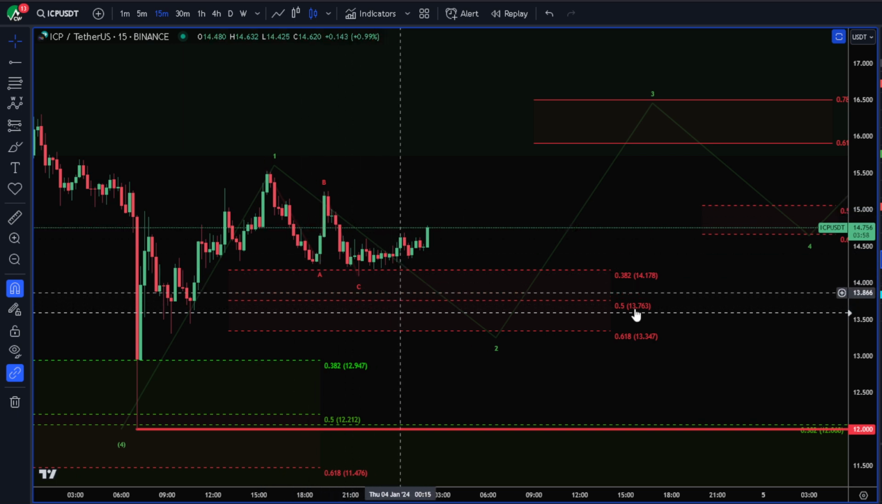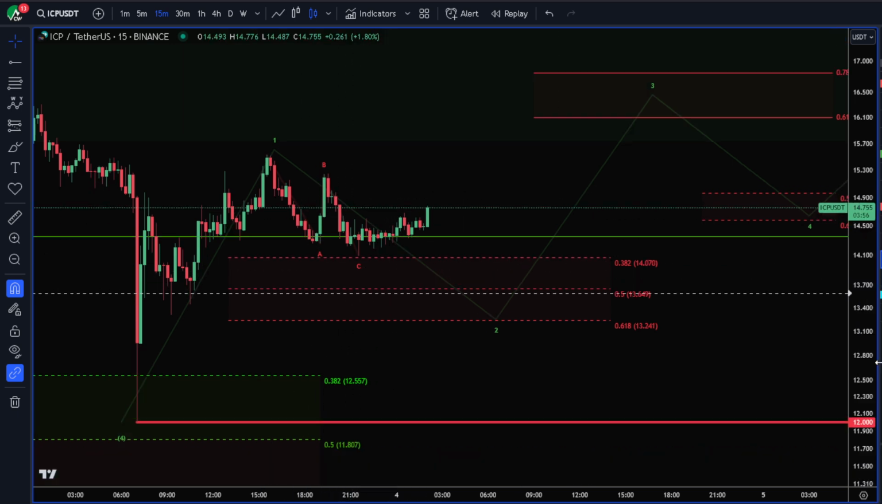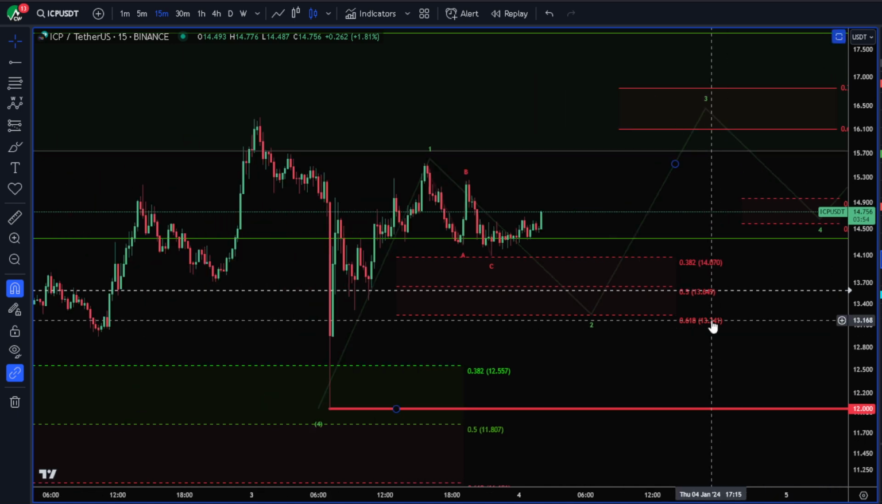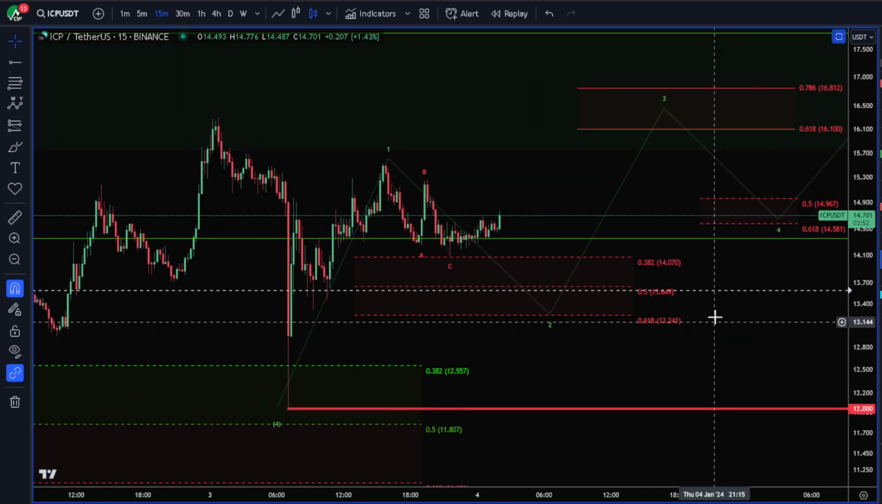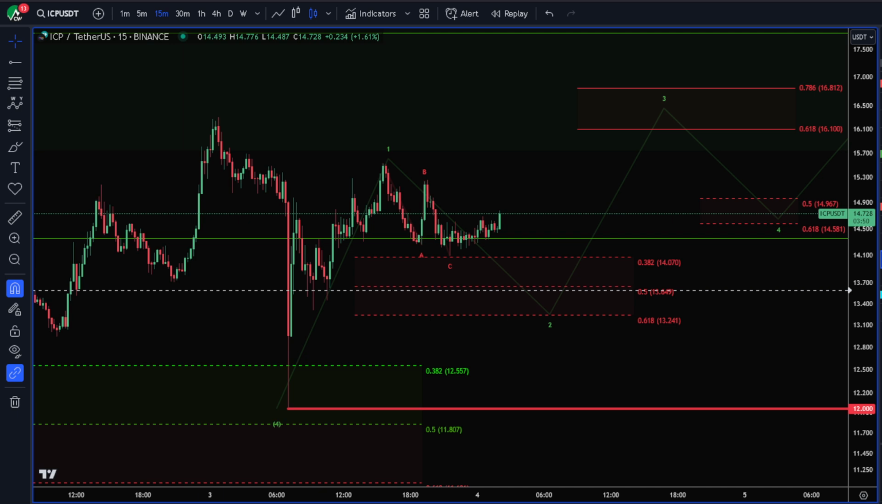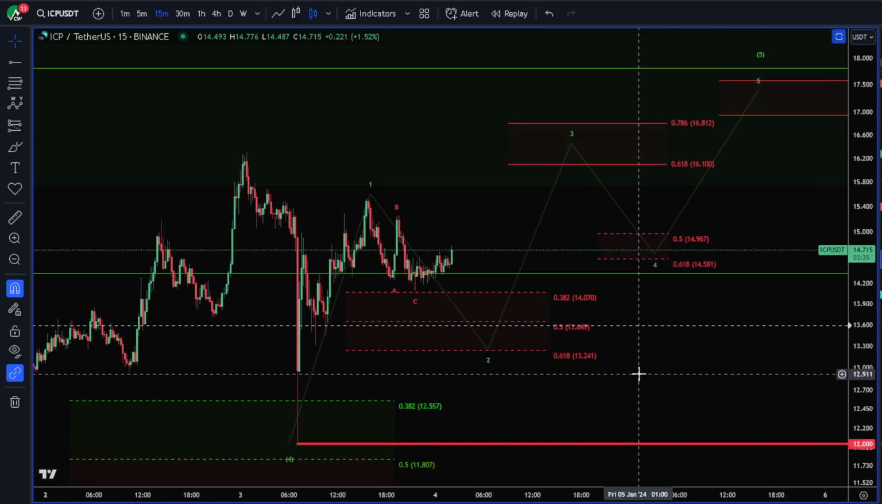On linear, you can see we hit the 382. We've done that in other things as well. One that comes to mind is EGLD, I just posted that. We came to the 382. So I just wanted to give you my trade setup that I'm taking.